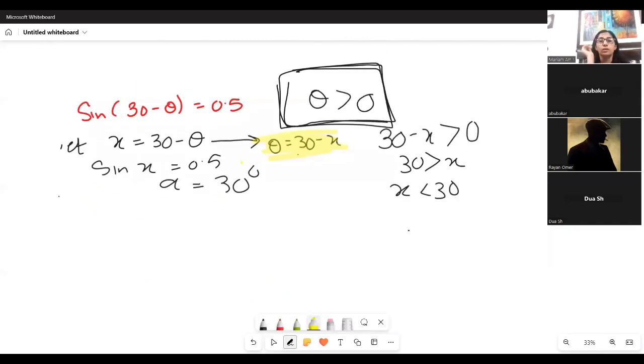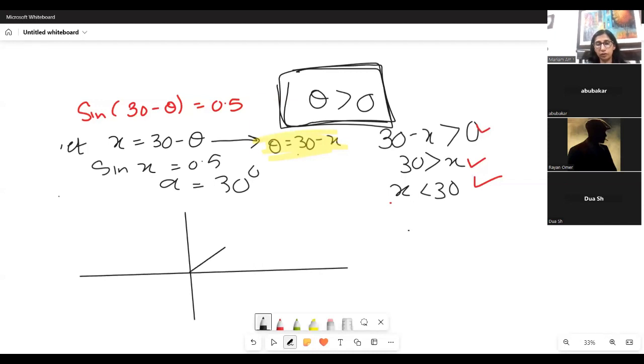Okay, so you start with substitution. x is equal to 30 minus theta. So sine x is equal to 0.5, and find alpha, which is 30 degrees. Also, you have to fix the domain, which was originally theta greater than 0. This has to be written in terms of x, so we've done a couple of steps and we got x less than 30.